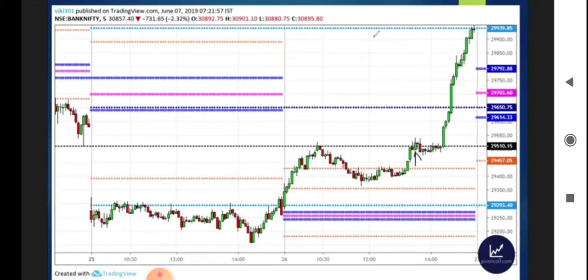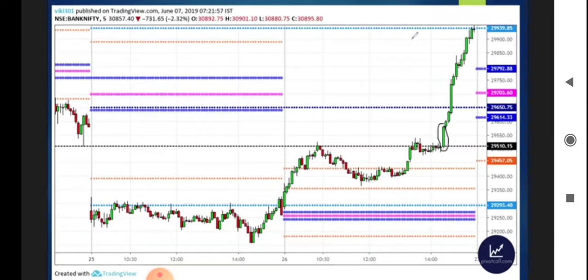Now let us see what happened. Look at this consolidation. Consolidation and then a big breakout. And look at this candle. Where was the wick? This was the wick. Can you see that? This candle broke all the wicks on the left and then started going up. So that is what I said. This is the breakout candle.